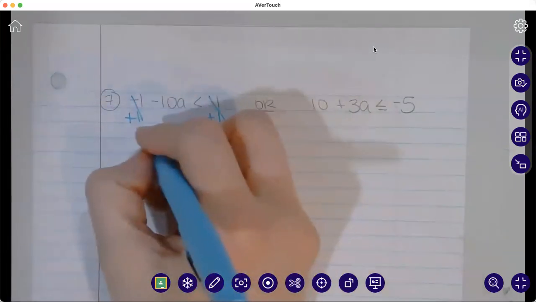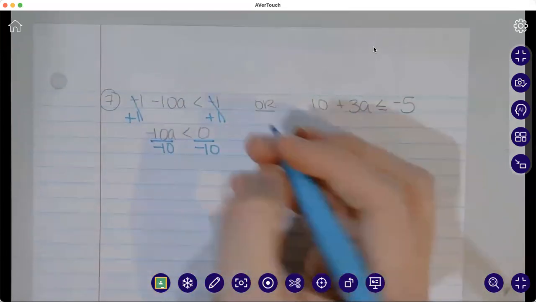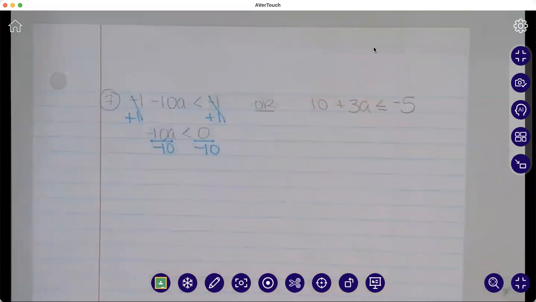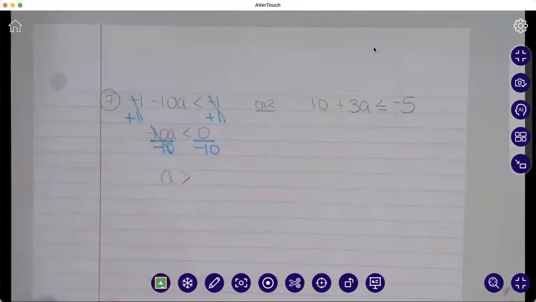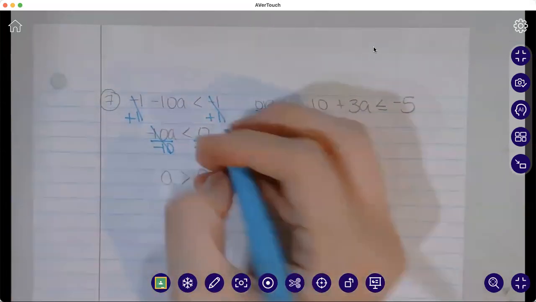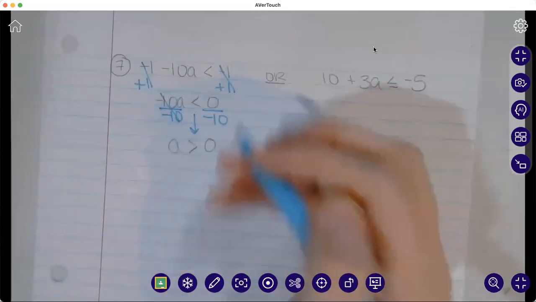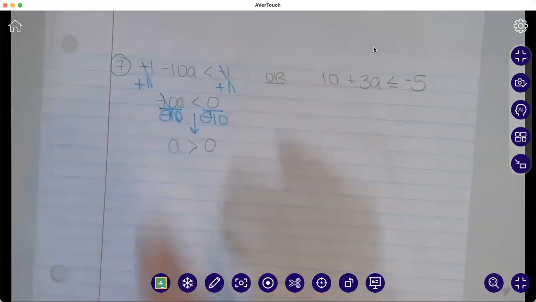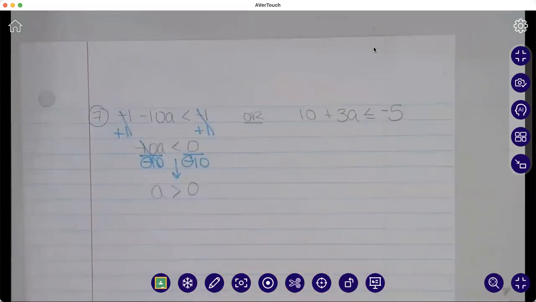Then we want to divide by negative 10. Now, we haven't experienced this yet, but what happens when we divide with a negative number? Hopefully you're remembering that when you divide by a negative number, your sign changes to the other side. So now I have a is greater than 0. So again, because we divided with a negative number, that inequality sign had to change. Now let's look at the other part.